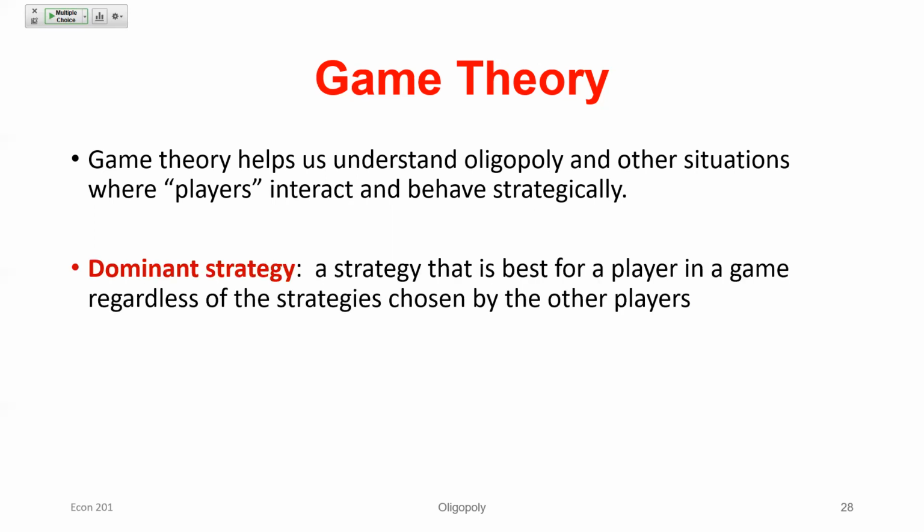We'll say that if, regardless of what the other person does, it's always optimal for firm one to do something, we'll call that a dominant strategy. So regardless of what the other player does, if it's always optimal for me to choose the same strategy, we call that a dominant strategy. So I can probably think of an example of that.